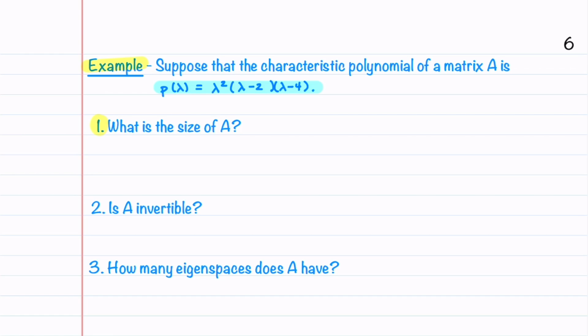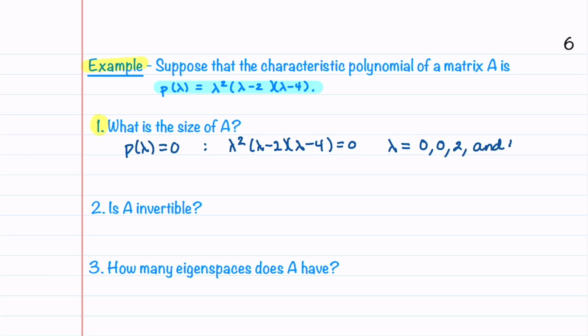We're first going to find the eigenvalues of our matrix. We can find the eigenvalues by setting P of lambda equal to 0. So we have lambda squared times lambda minus 2 times lambda minus 4 is equal to 0. And that tells us that lambda is equal to 0, 0, 2, and 4. We have 4 eigenvalues. Because we have 4 eigenvalues, we can say that our matrix A is a 4 by 4 matrix.